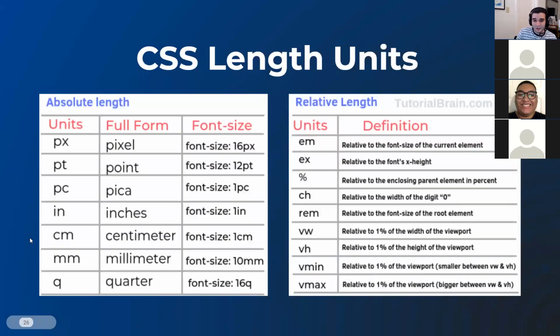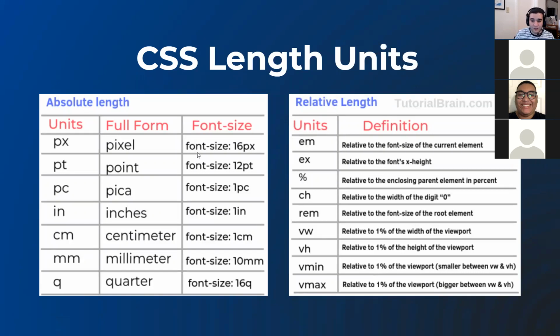All right, let's take a look at CSS lengths. There's two types of lengths in CSS. There's absolute and relative. On the absolute side, there's only one that's really important, which is the pixel. I don't think you'll ever use any of these other ones. But for the pixel, you guys know what a pixel is. It's the smallest unit of measurement on your screen.